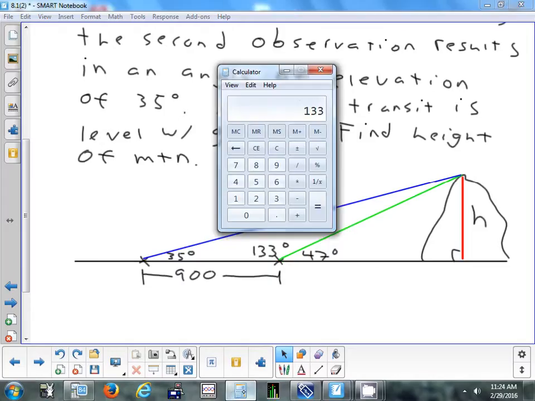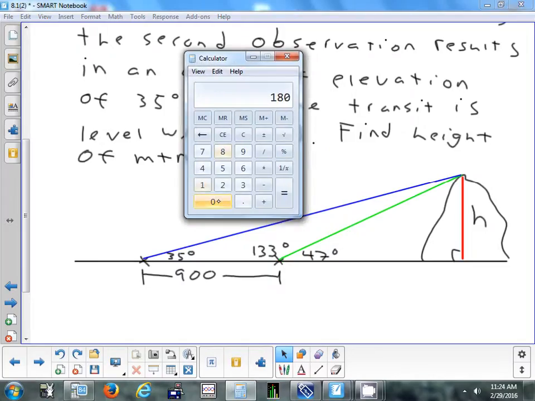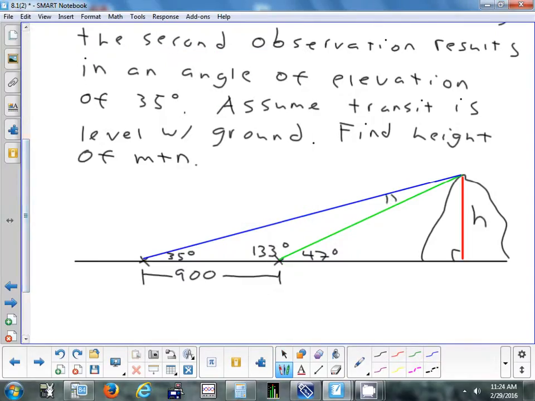How would you get that? 180 minus 133 minus 35. Yep, 180 minus 133 minus 35. That gives me a 12-degree angle. So I think we found all the angles we really need to find for now. All right, so what would I do next?